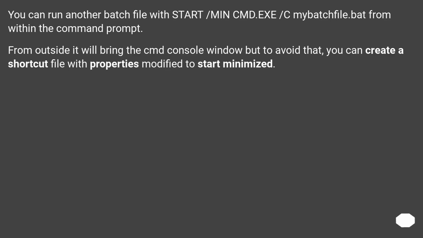You can run another batch file with start /min, for example: start /min cmd.exe /c mybatchfile.bat from within the command prompt. From outside it will bring up the console window, but to avoid that, you can create a shortcut file with properties modified to start minimized.